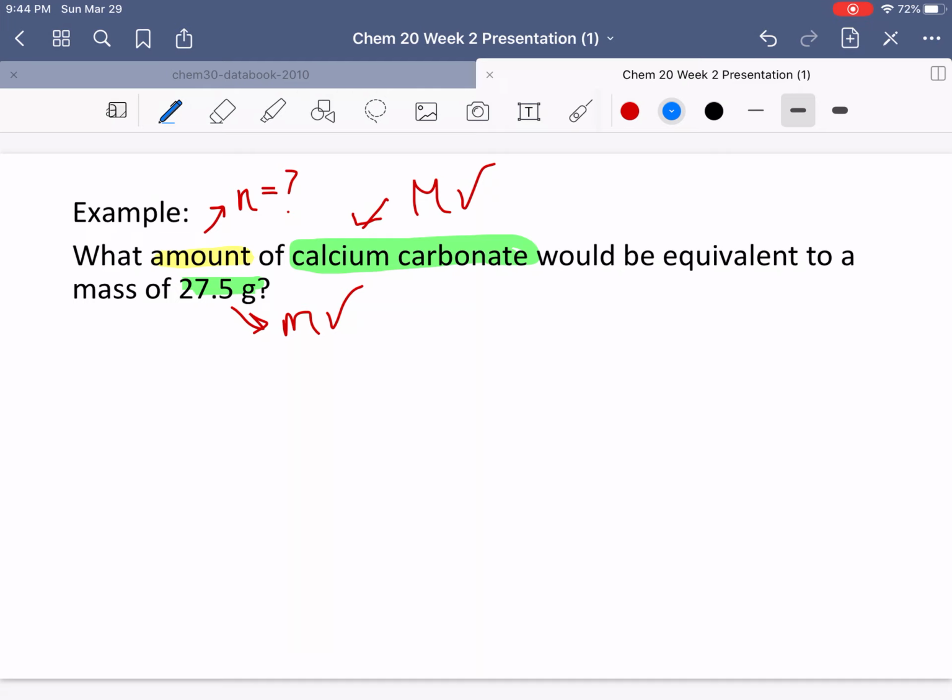How do we start? Well, write down what you're looking for, N equals question mark, and write down, of course, what you know. M, mass, is 27.5 grams. Now, even though molar mass isn't given to you, you can figure it out. Remember to think about your formulas. Calcium is 2 plus, carbonate, CO3, 2 negative, which means the molar mass of this, and write out the formula, the 2 plus and the 2 negative are going to balance.